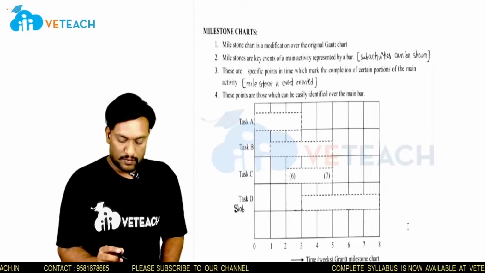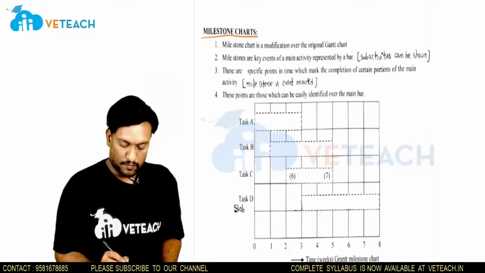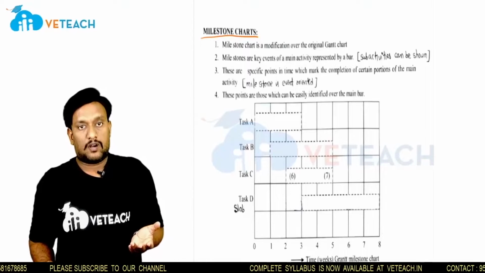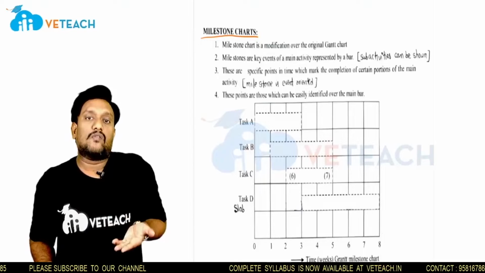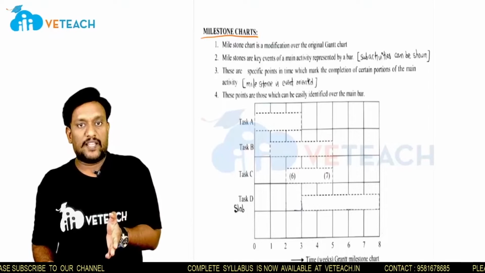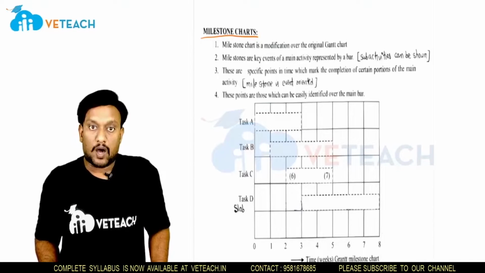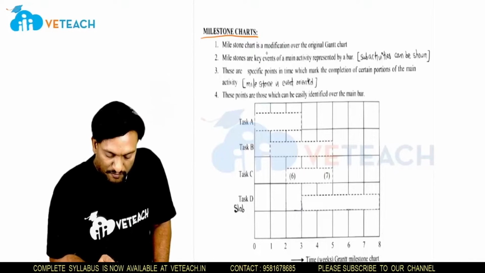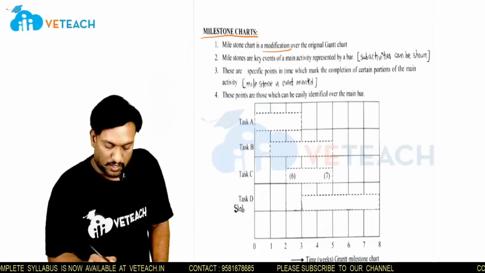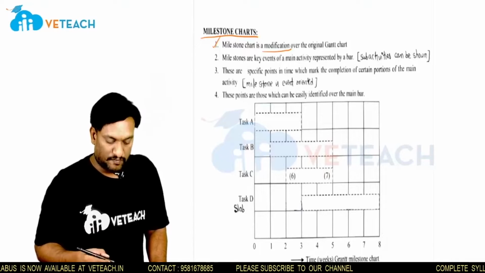Now look here, our heading is milestone charts. This milestone chart is an improvement over the bar chart. What are the drawbacks in the bar chart? Those can be eliminated in this milestone chart, so we can say it is an improvement over the bar chart. Milestone chart is a modification or improvement over the original Gantt chart. How we modified that, we will see further.